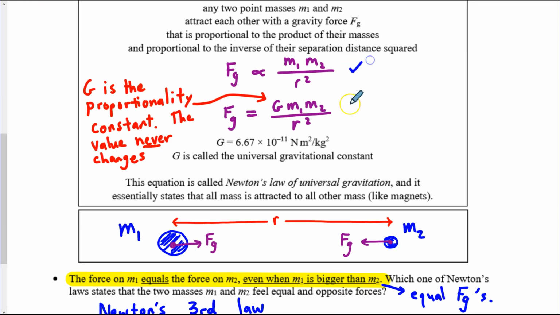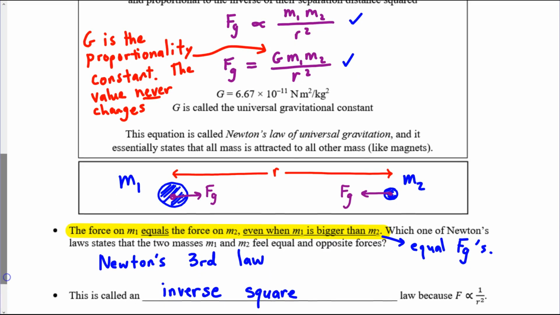Here's the proportionality form, here's the equation form. And we can write this as a picture showing two masses, and they feel equal gravitational forces. That force depends on the inverse square of the distance between them. R is the distance between them. We measure it in meters.